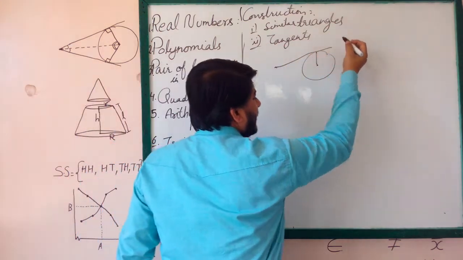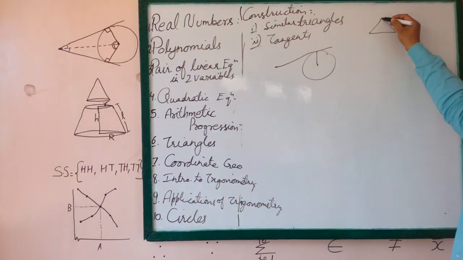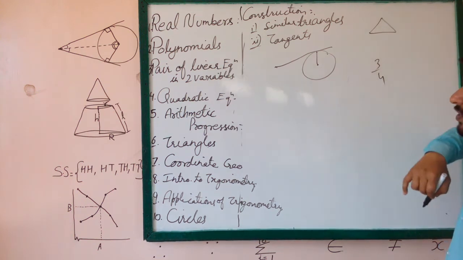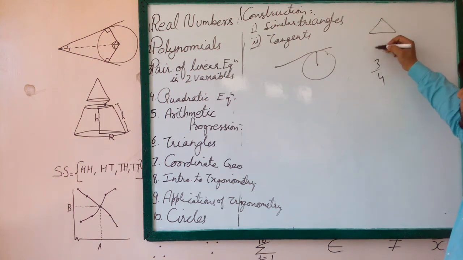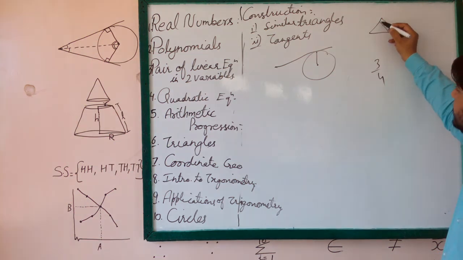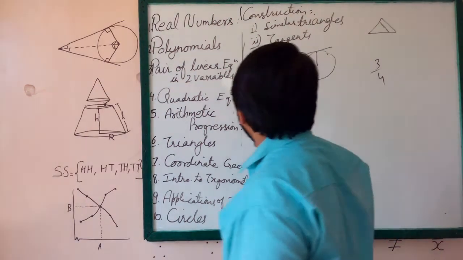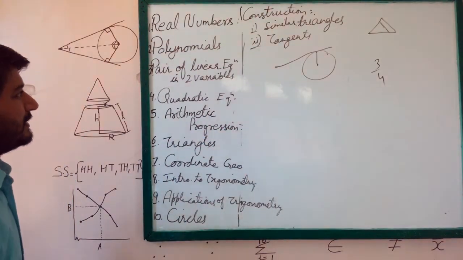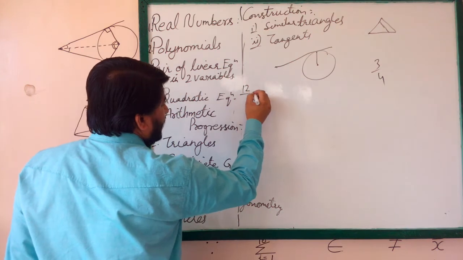For similar triangles in the construction chapter, you will be given a triangle and you need to draw a triangle which is 3 by 4 of the original triangle. So this is the original triangle, and the new triangle will be the smaller one. You need to draw this. This is the smaller triangle, this is the bigger triangle. So we will be doing this in the chapter construction.